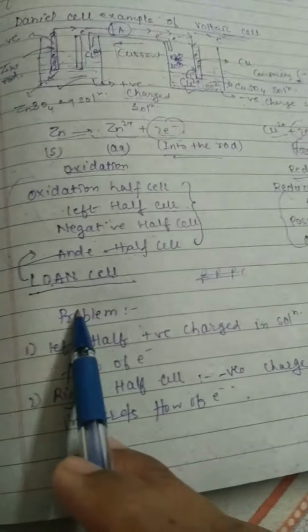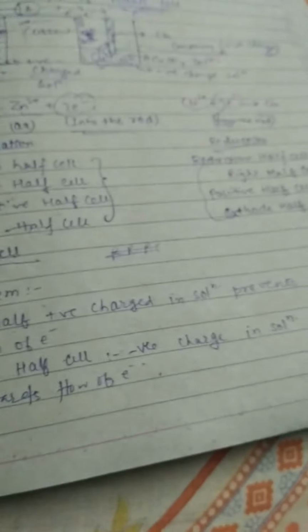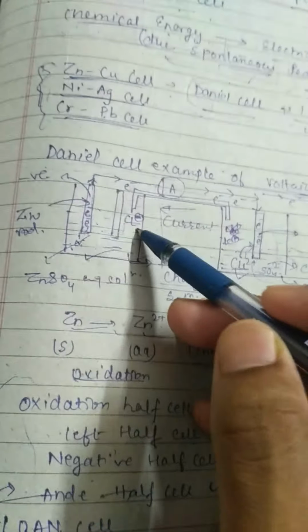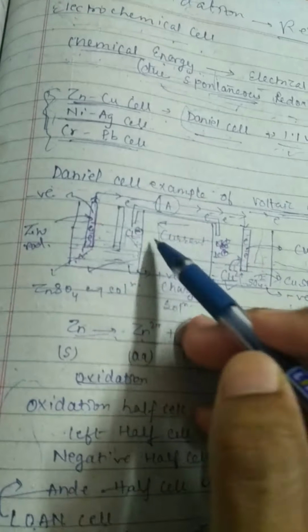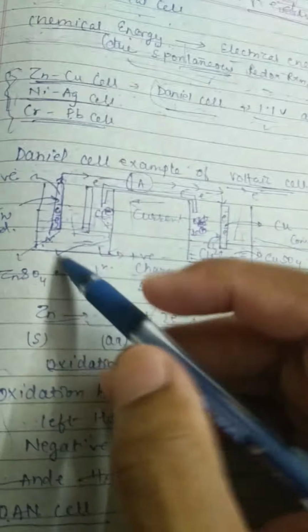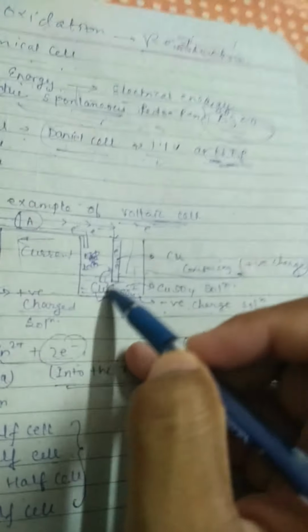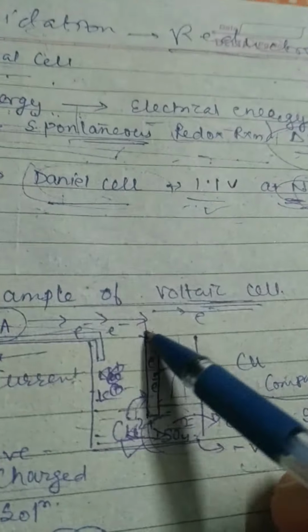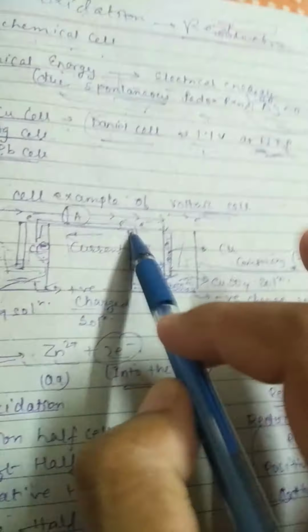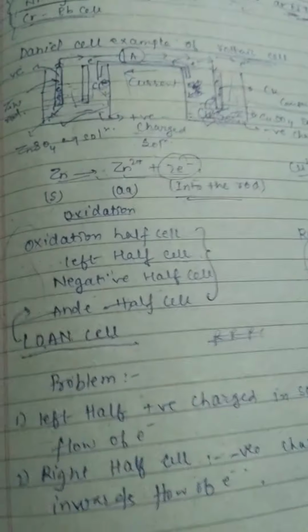Now the basic problem is that in the left half cell, the positive charge in the solution prevents the outward flow of electrons. What it means is that this positive charge does not allow the electrons to move out. And the negatively charged solution cannot accept the electrons which are coming from there. So the electrons move here and there.